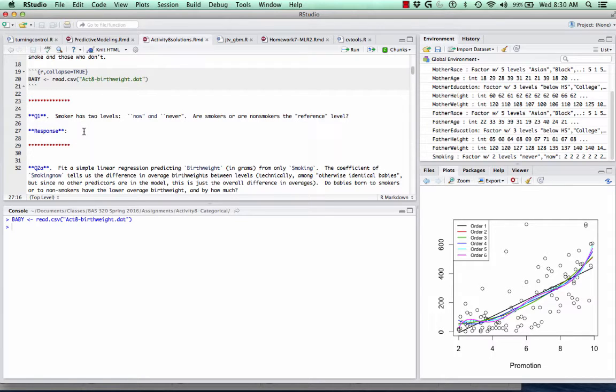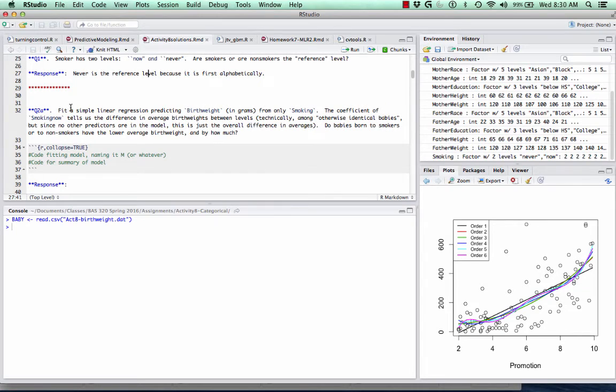Now, R has the convention that whatever comes first alphabetically is the reference level, and so looking at these two levels, we see that never is the reference level because it is first alphabetically. So when we interpret coefficients and p-values, all these things will be with respect to mothers that have never smoked. Question 2a asks us to fit a simple linear regression predicting birth weight from only smoking.